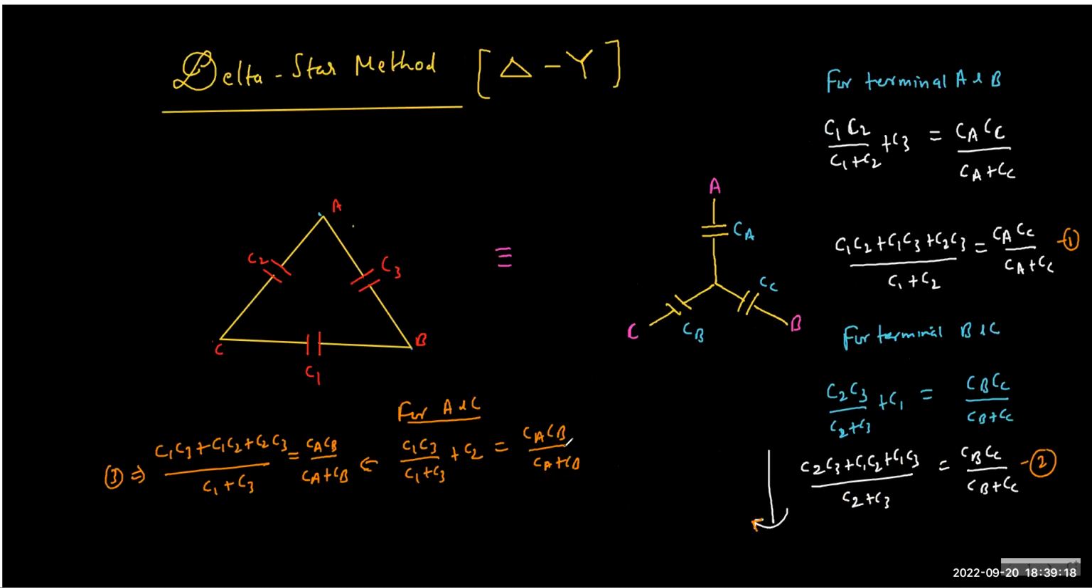Some mistake has happened, just let me check. For A and B, the answer is 1, 1, 2, 1 plus 2 plus 3. And for A and B, it is C, C, C. Something's wrong. For B and C, B, C, like this.